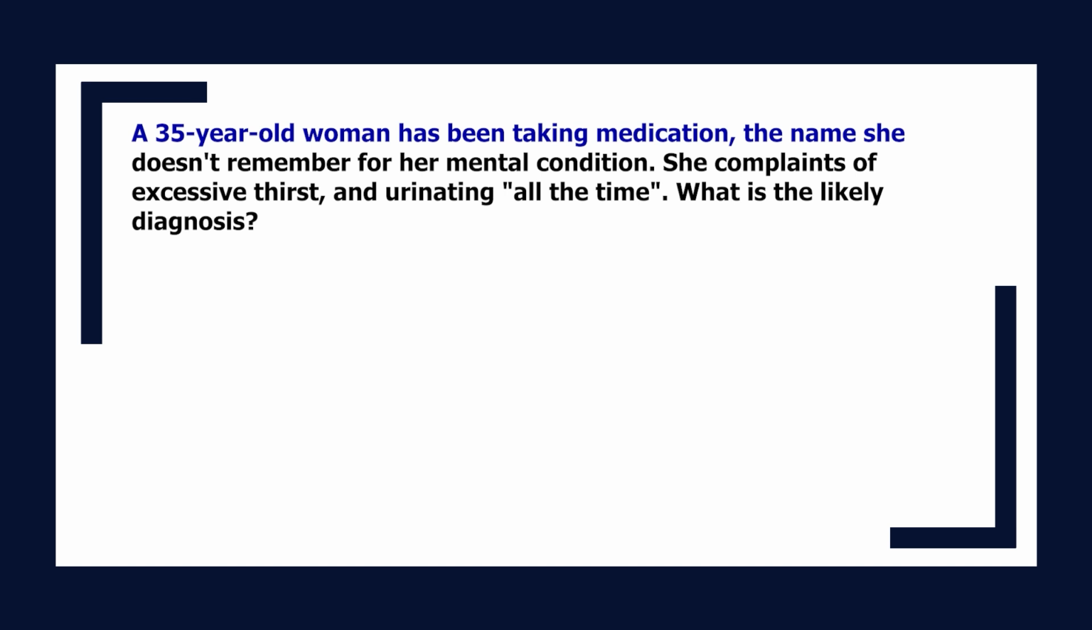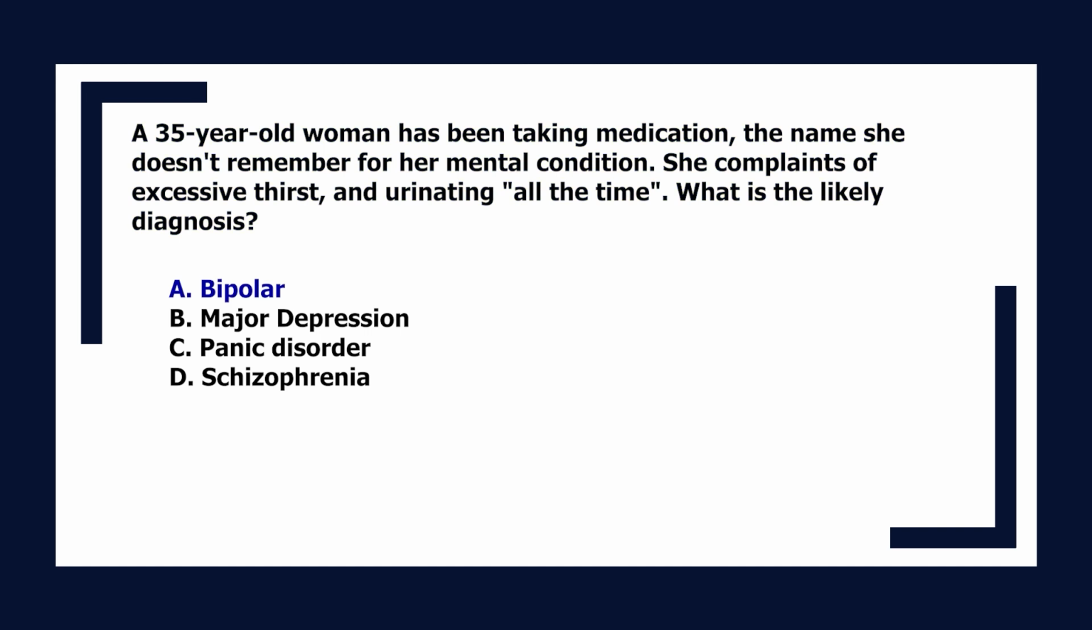A 35-year-old woman has been taking medication, the name she doesn't remember, for her mental condition. She complains of excessive thirst and urinating all the time. What is the likely diagnosis? A. Bipolar. B. Major depression. C. Panic disorder. D. Schizophrenia. The answer is A. Bipolar.